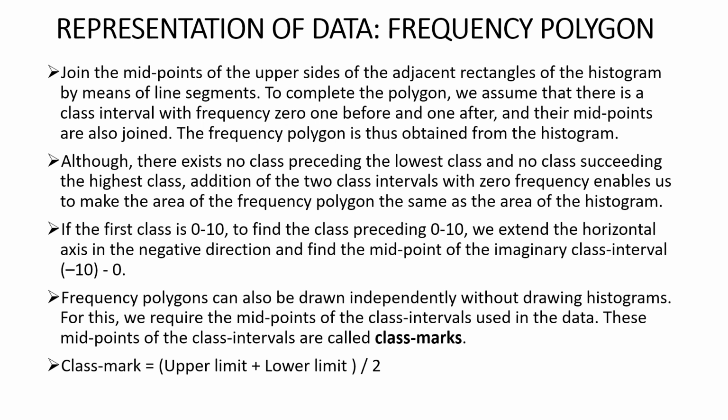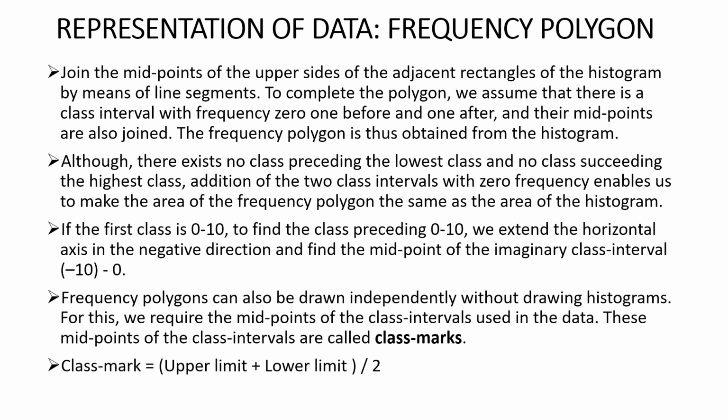Now the third type of representation of data which we are going to study is the frequency polygon. You have already obtained the histogram. Now join the midpoints of the upper side of the adjacent rectangles of the histogram by means of line segments. So you will get some line segments joined together. Now to make a polygon, you need to complete it. We assume that there is a class interval with frequency 0 before the first class and one after the last class, and their midpoints are also joined. Thus the frequency polygon is obtained from the histogram.